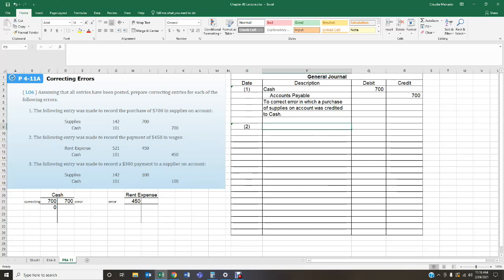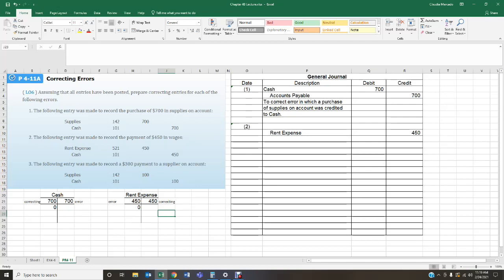So rent expense is going to be credited. Okay? $450. So I'm going to credit rent expense $450. This is going to be my correcting entry. Then my effect to rent expense is going to be 0. A $450 debit cancels out a $450 credit, so my balance is 0. Okay? So rent expense gets credited $450 for my correcting entry.